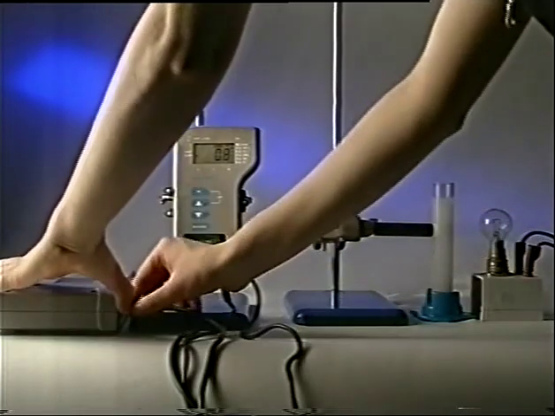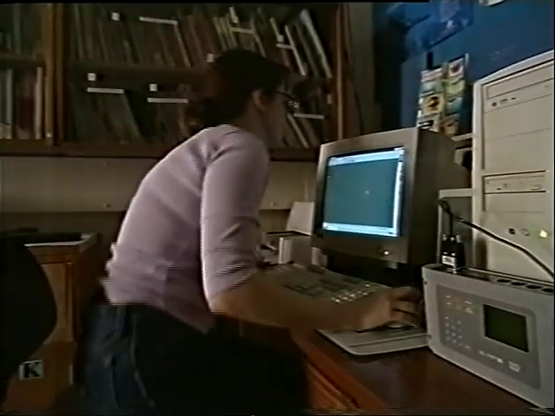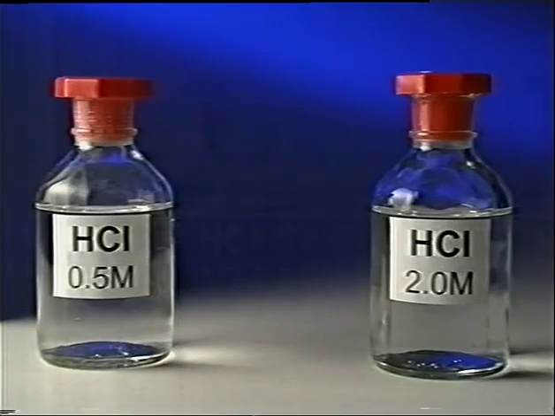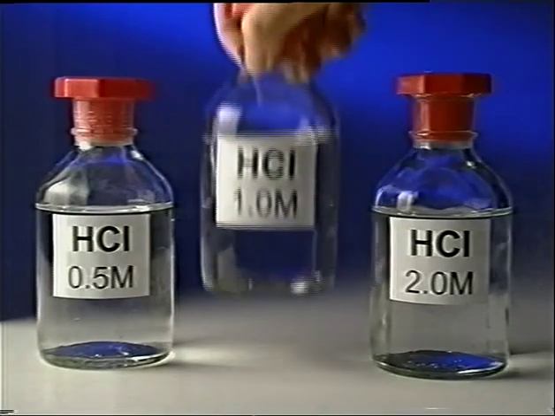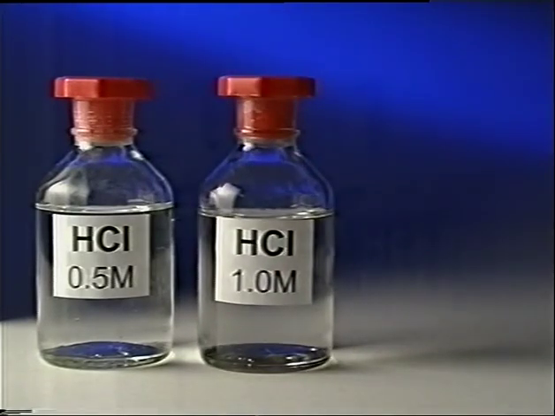A data logger captures all this information. Attach it to a computer and the results are represented graphically. The amount of light passing through is plotted against time. It produces a curve that eventually levels off when no more light is able to pass through the cloudy sulfur. The concentration of the acid was 1 molar. So what do you think will happen if it's increased to 2 molar?